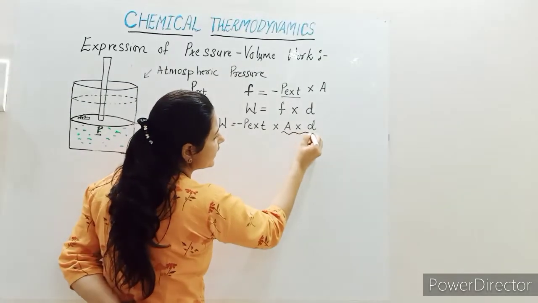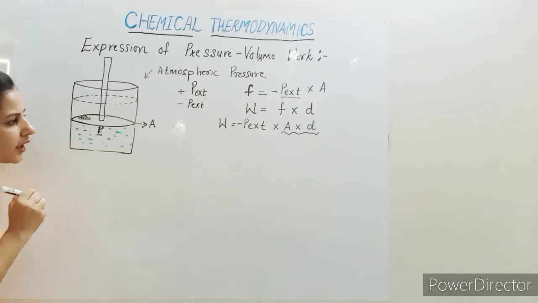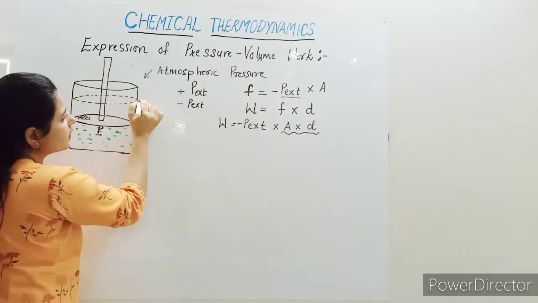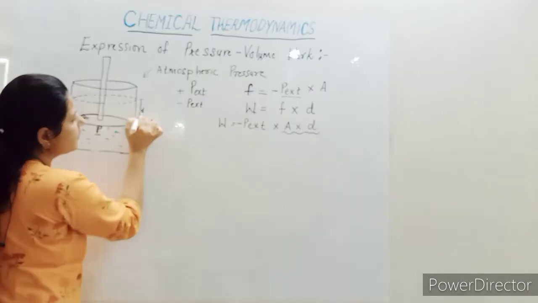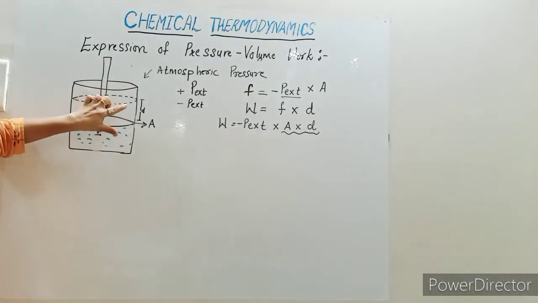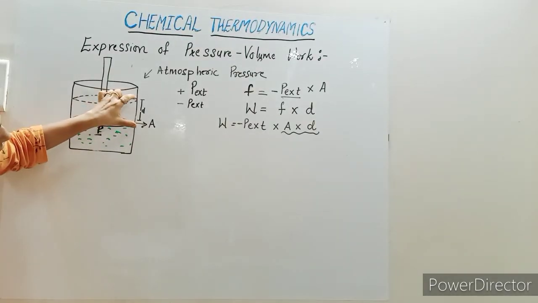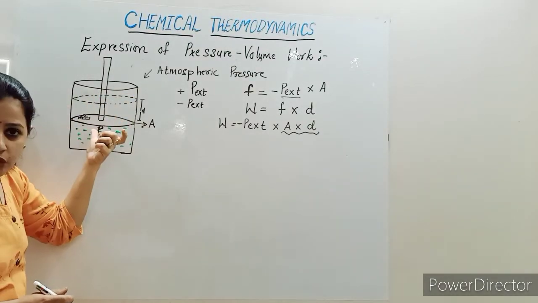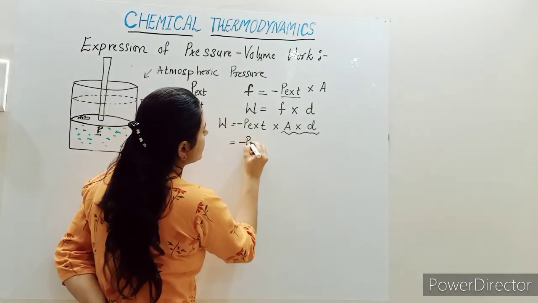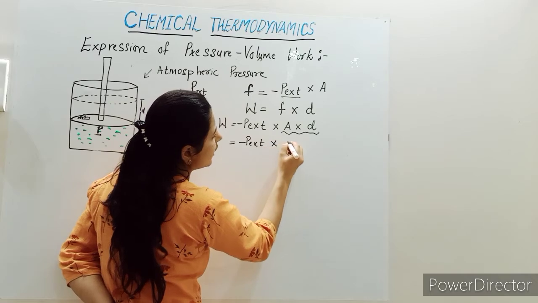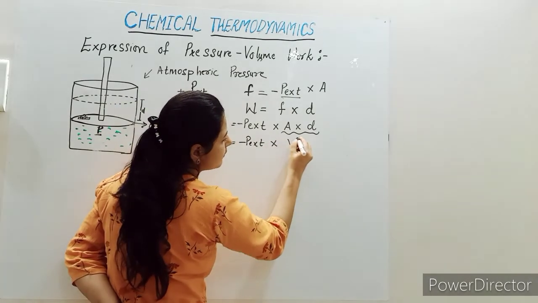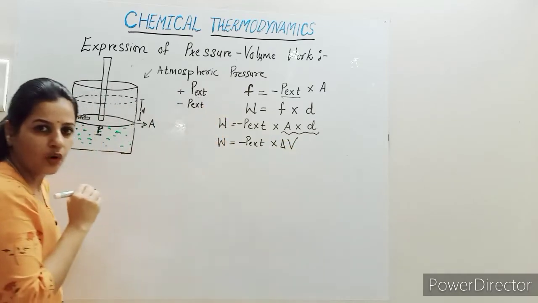Now this A into D, A into D क्या हो जाएगा? This is the surface area into, suppose this here is the distance traveled by the piston. पिस्टन यहाँ से यहाँ तक मूव हो गया, ये सपोज D डायरेक्शन है, तो ये जो एरिया इनटू D, ये क्या बन जाएगा? वॉल्यूम ऑफ द गैस. Now in this case A into D is nothing but the change in the volume.